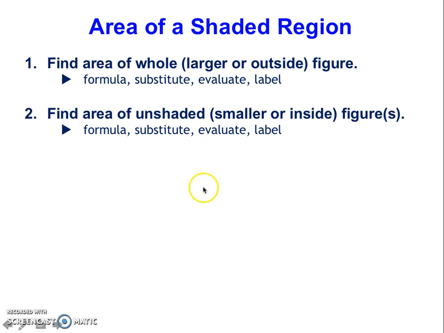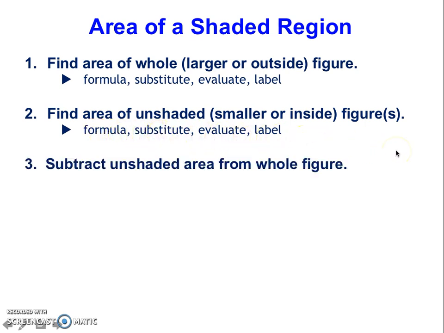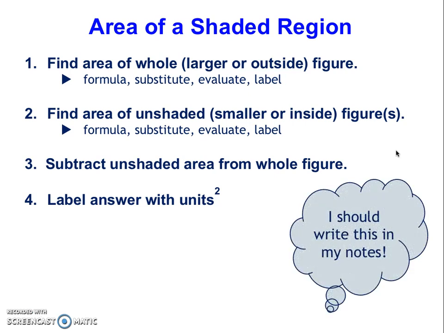For both of those, we're going to write our formula, substitute, evaluate, and label. And then we're going to subtract the smaller unshaded area from the larger whole figure. In the end, just remember that label, and it's going to be in units squared. These look like things you should write in your notes, so you've got some steps. Why don't you pause the video and write those down.